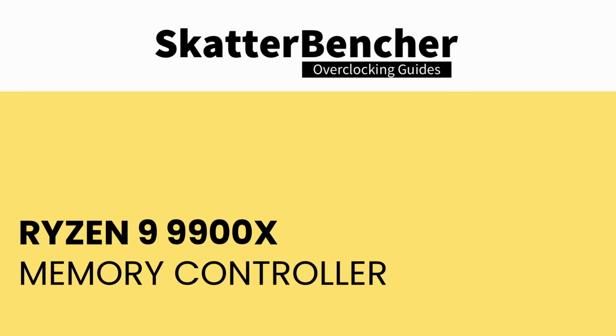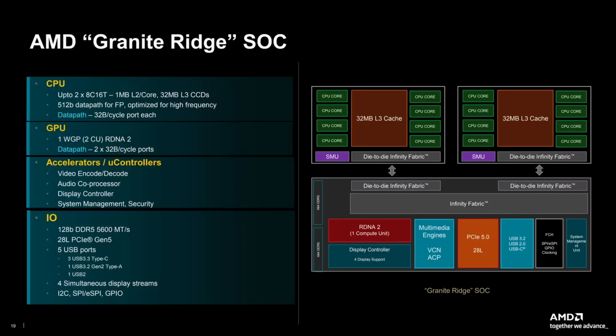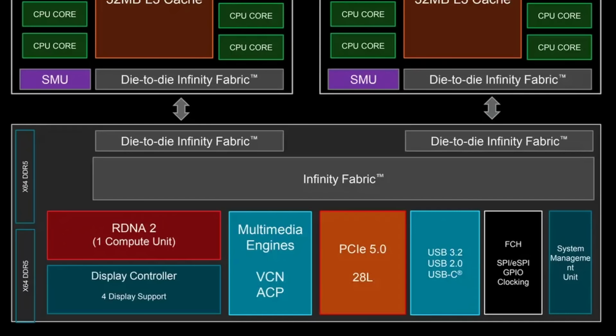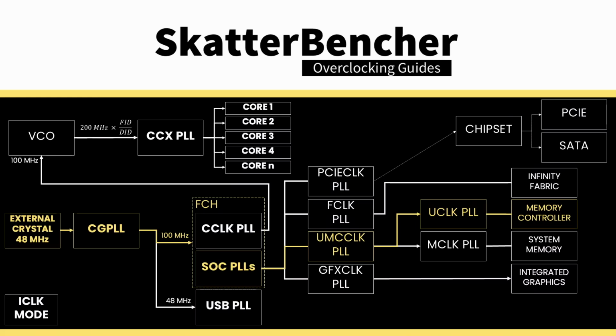AMD Granite Ridge has two DDR5 Unified Memory Controllers, or UMC in short, and each provides two 32-bit memory channels. The memory controllers are located in the I/O die and are identical to the memory controllers on Ryzen 7000 Raphael processors. The Unified Memory Controller frequency, or UCLK, is derived from the UMC clock, one of the SoC PLLs. The UMC clock is driven by a 100 MHz reference clock derived from either an internal or external clock generator.